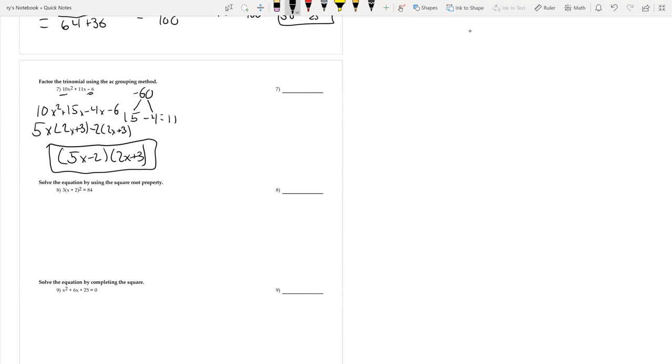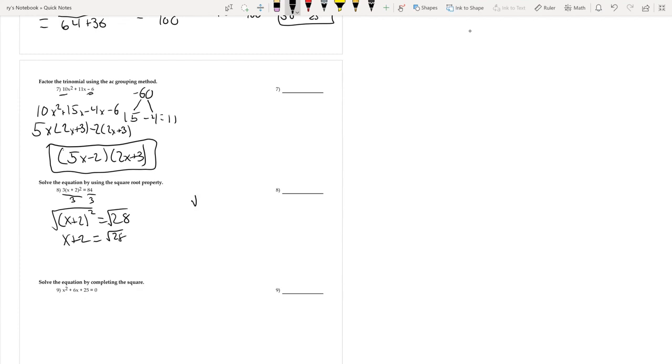For number 8, it's asking me to use the square root property. So my first thing I'll do is divide by 3 on both sides. So I get (x plus 2) squared is equal to 28. Taking the square root of both sides, I get x plus 2 is equal to the square root of 28.